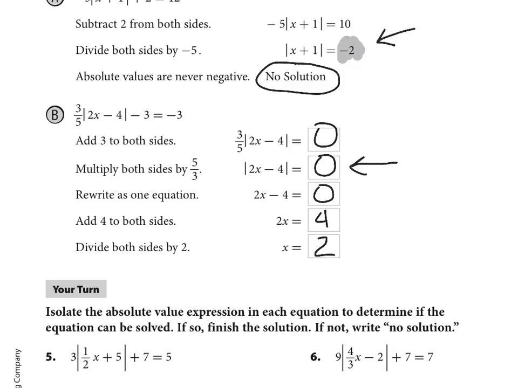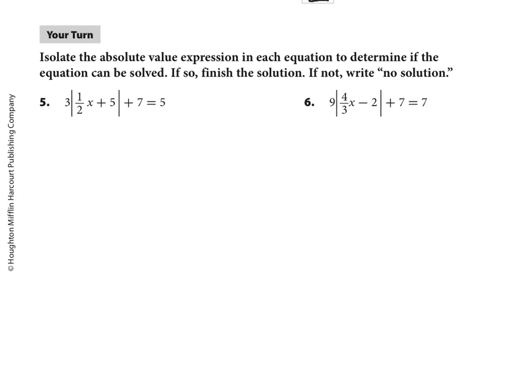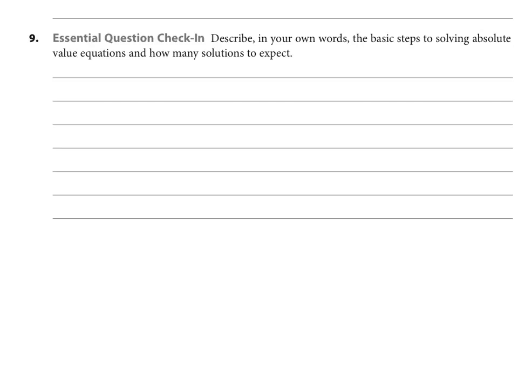Time to stop the video again and for you to practice with your turn problems, number 5 and number 6. So let's check in on the bottom of the next page. Describe in your own words the basic steps to solving absolute value equations and how many solutions to expect. As I recap the lesson, I want you to write. This is something I'll check in class tomorrow to be sure you answer this question.